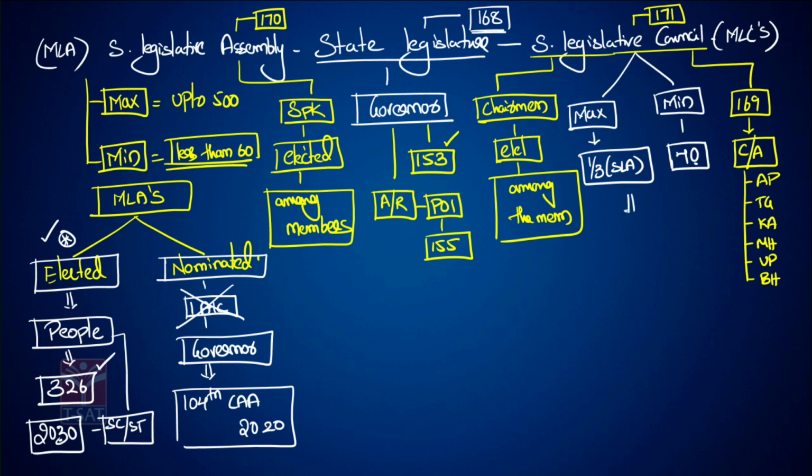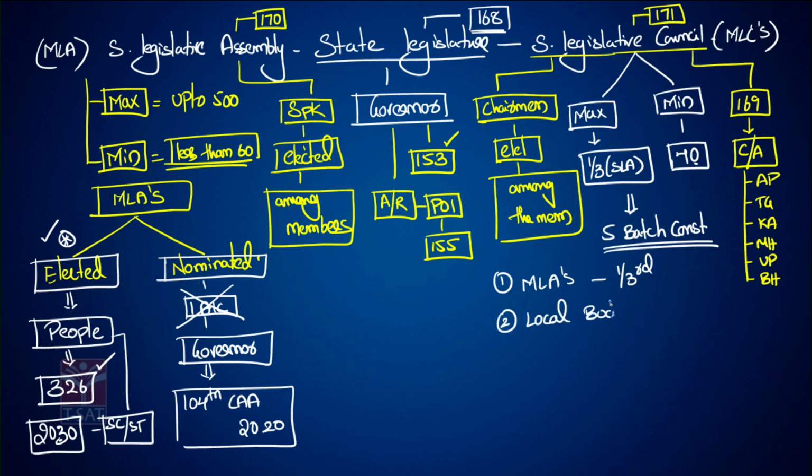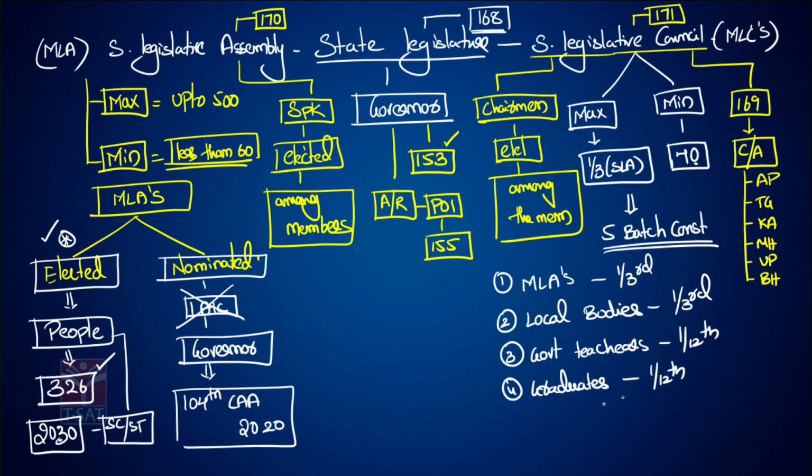And the MLCs are elected by 5 constituencies. They are: 1. MLAs elect 1/3 of the members. 2. Local bodies elect 1/3 of the members. 3. Government teachers elect 1/12 of the members. 4. Graduates elect 1/12 of the members.